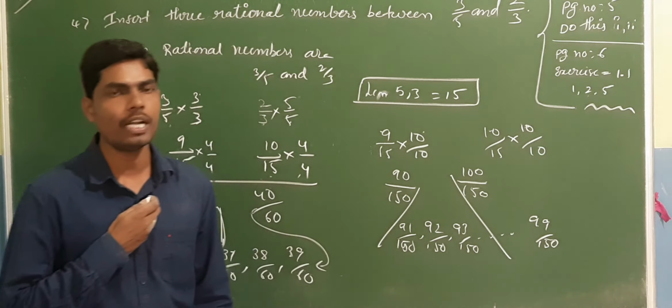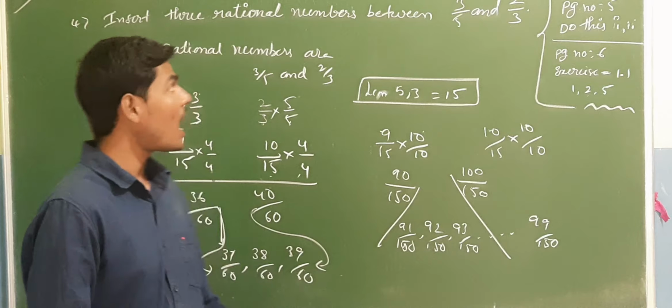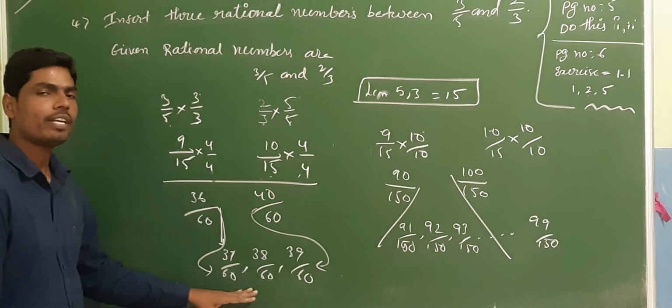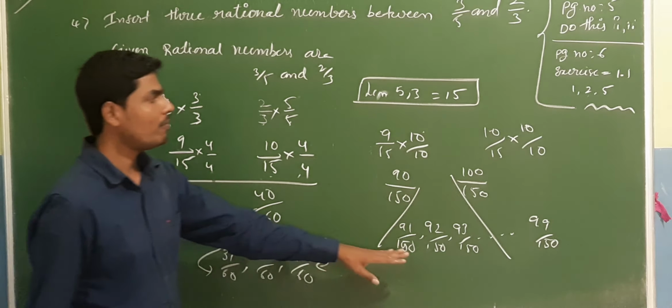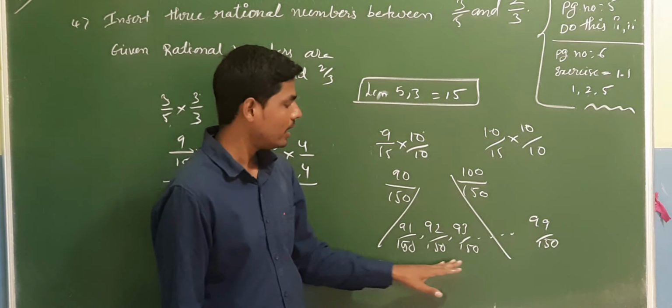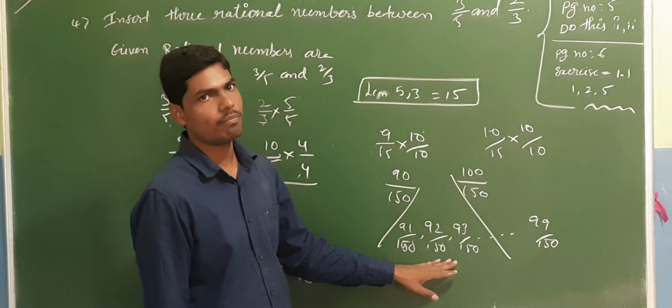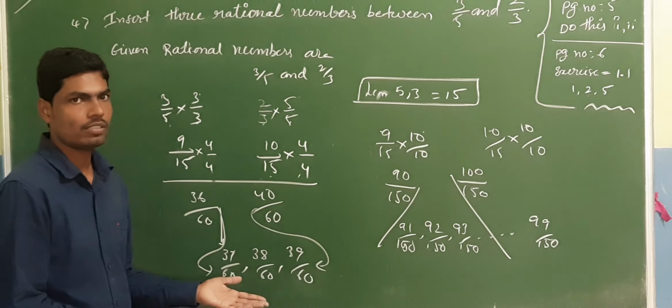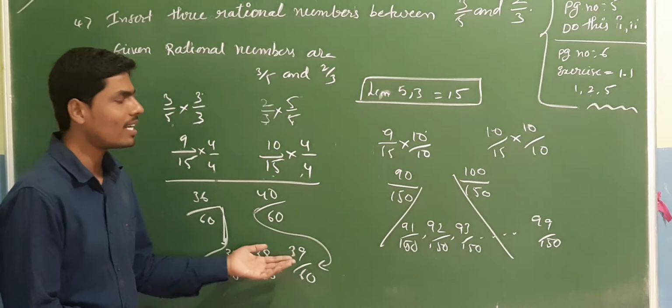So why I multiplied with 4 here is that I need to find only 3 rational numbers. If I multiply with 4, you will get the required 3 rational numbers. If you multiply with 10, you will get 9 rational numbers. So if you want to select either of these two, that is your wish. It depends on your understanding level.